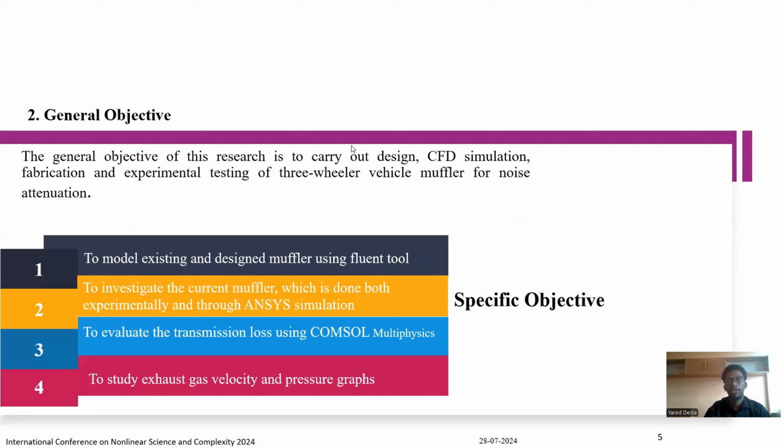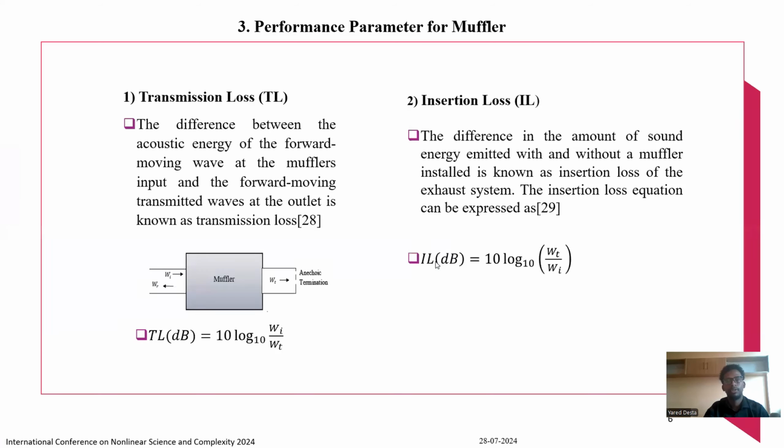So the general objective, as I've mentioned in my title, is to carry out the design, CFD simulation, and fabrication of this three-wheeler vehicle muffler for noise reduction. The specific objectives are to model the existing and designed muffler using a modeling tool, to investigate the current muffler, which is done both experimentally and by simulation, to evaluate the transmission loss using COMSOL Multiphysics, which is analysis software used for coupling of different phenomena, and to study the exhaust gas velocity and pressure graphs. I'll be discussing these parts in the next slides.